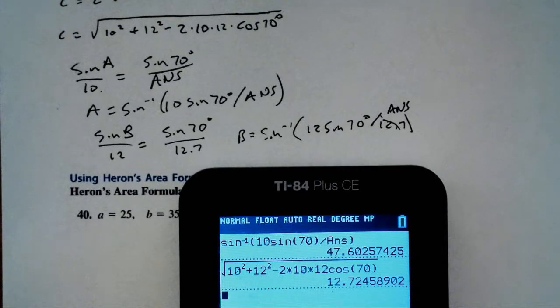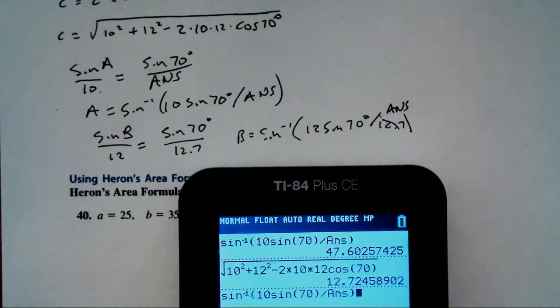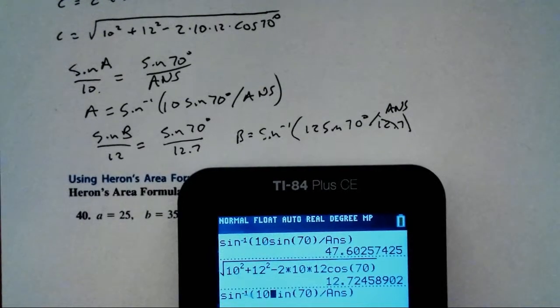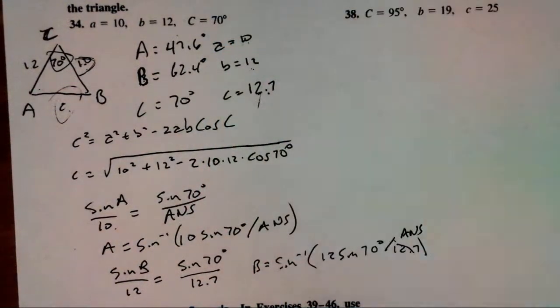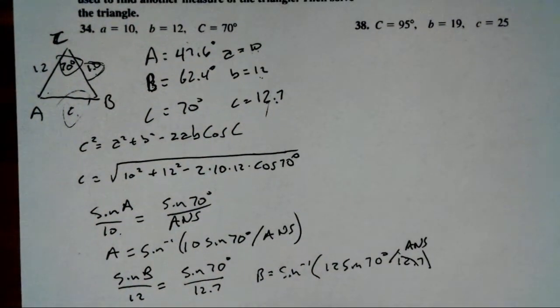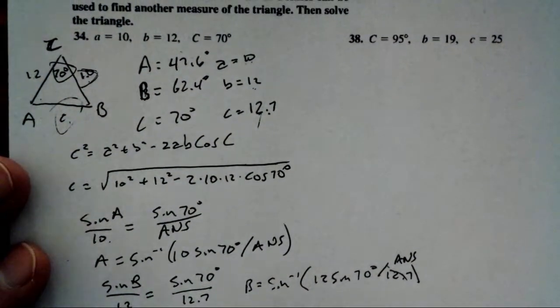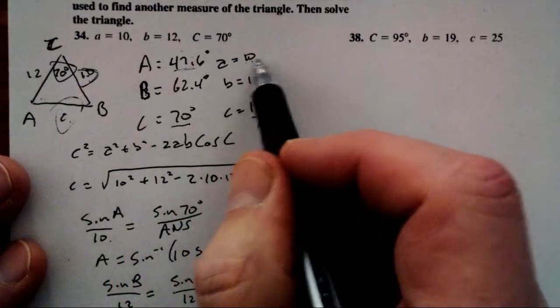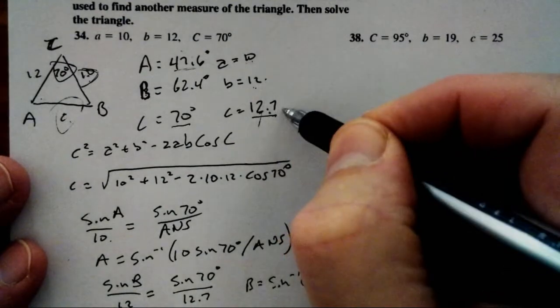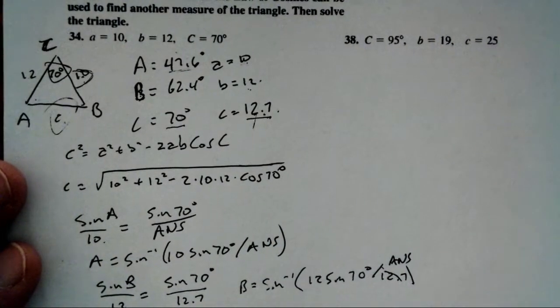So let's go back to this one, and now my ANS is good. I just want 10 to be 12. And I get 62.4. Okay, now the two tests that we should go through. Here's our big angle opposite the big side, little angle, little side, good, and 10 plus 12 is more than 12.7, and we're in good shape there.